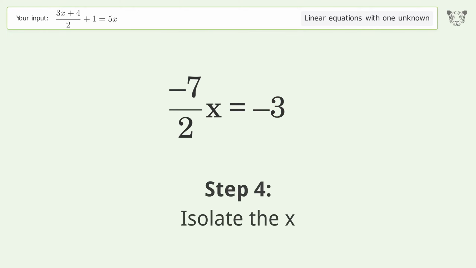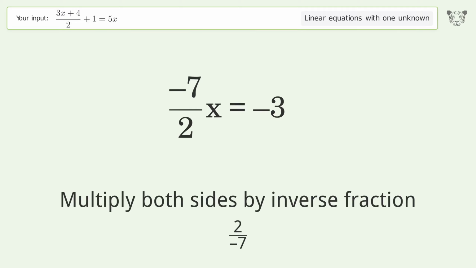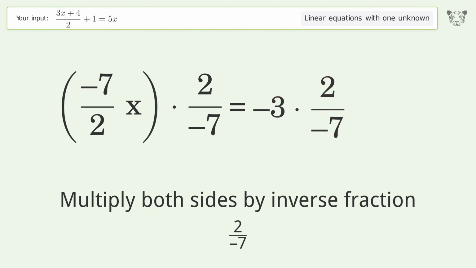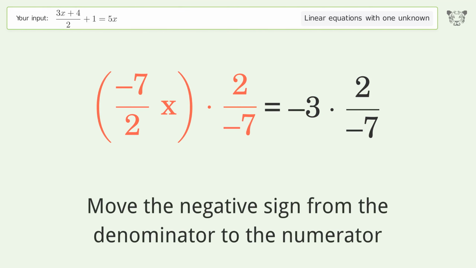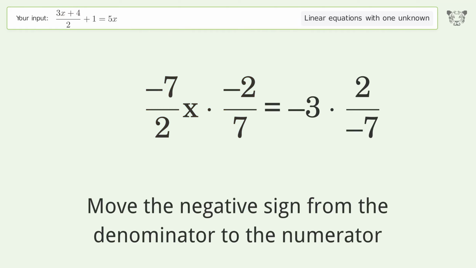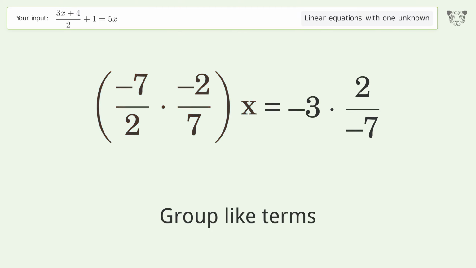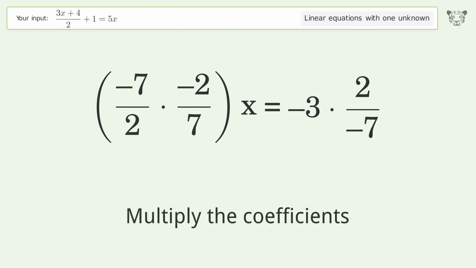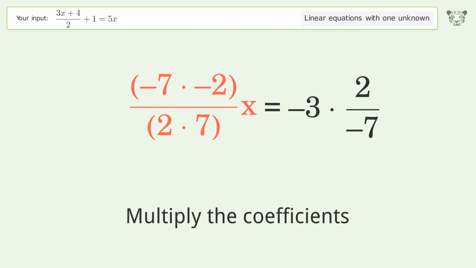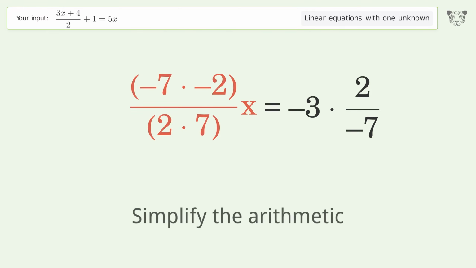Isolate the x. Multiply both sides by inverse fraction 2/7. Move the negative sign from the denominator to the numerator. Group like terms. Multiply the coefficients. Simplify the arithmetic.